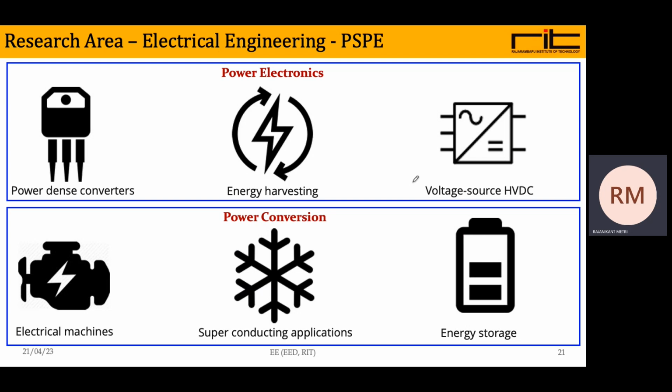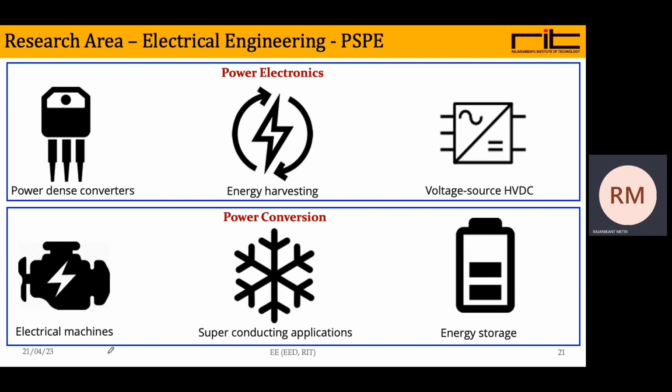So after research problems, we can again identify some sub problems. Like in power electronics, one can take up the power dense converters, or how the energy can be harvested. So this is another problem. Or how we can convert these sources, voltage sources, HVDC or HVAC. So these are the subfields again in the power electronic field.